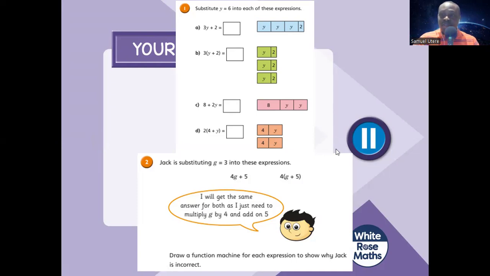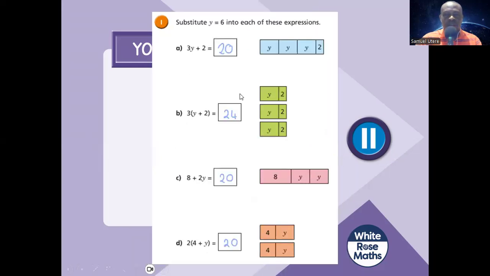Assuming you've paused the video and you've done the questions, I'm sure you're doing very well. Well done. Here are the answers. Let's discuss them. Answer to question 1, you're asked to substitute y equal to 6 into each of the expressions. There are bar models on the side to help you really understand how to read the expressions. So this one means 3 lots of y add 2. If we replace this y in the boxes with the number 6, because that's what substitute means, you have your answer as 20.